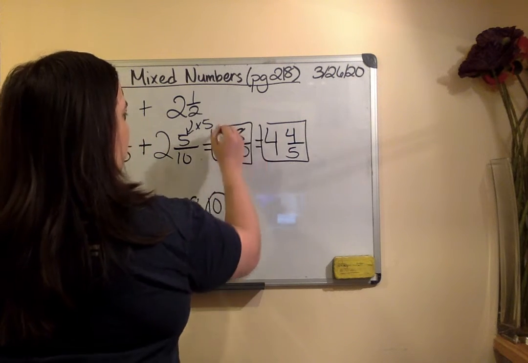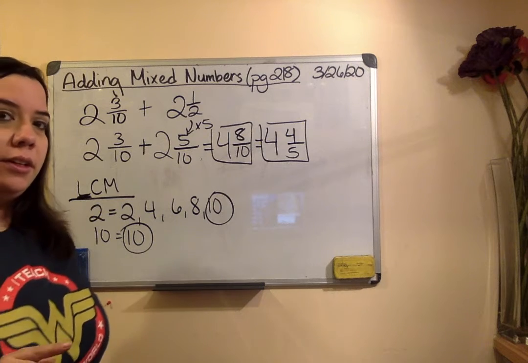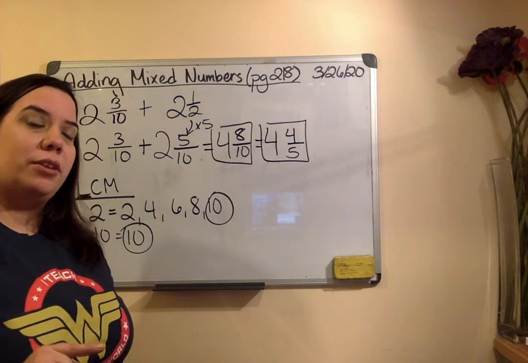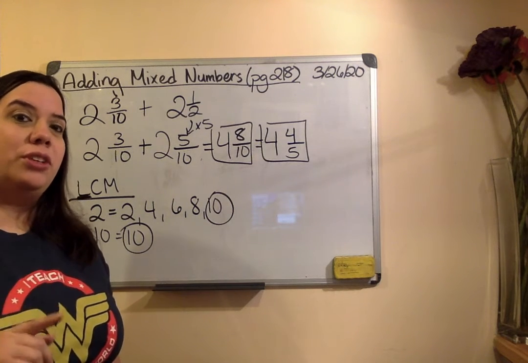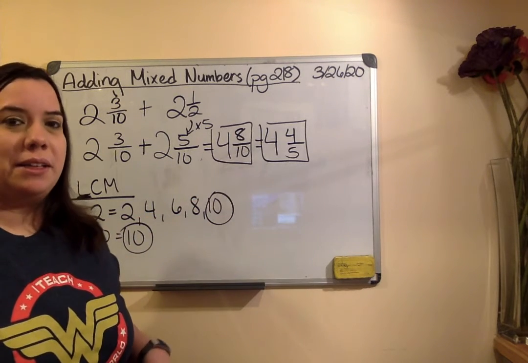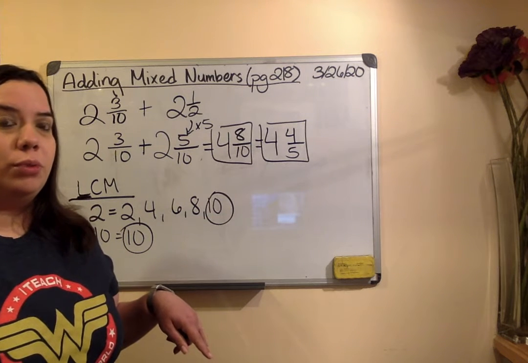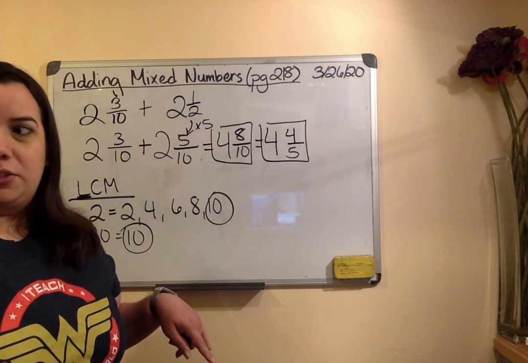Now, don't get me wrong. 4 8/10 is still an acceptable answer. It's still a good answer. But I want to push you guys a little harder so you guys keep pushing yourselves to do extra work. So, both of them are actually correct. But when you do your assignment, I am looking for you to simplify your answers.